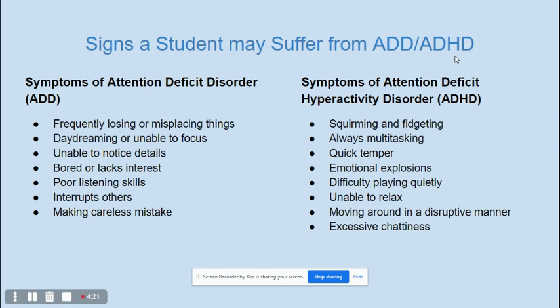The symptoms of ADHD are squirming and fidgeting, always multitasking, quick temper, emotional explosions, difficulty playing quietly, unable to relax, moving around in a disruptive manner and excessive chattiness.